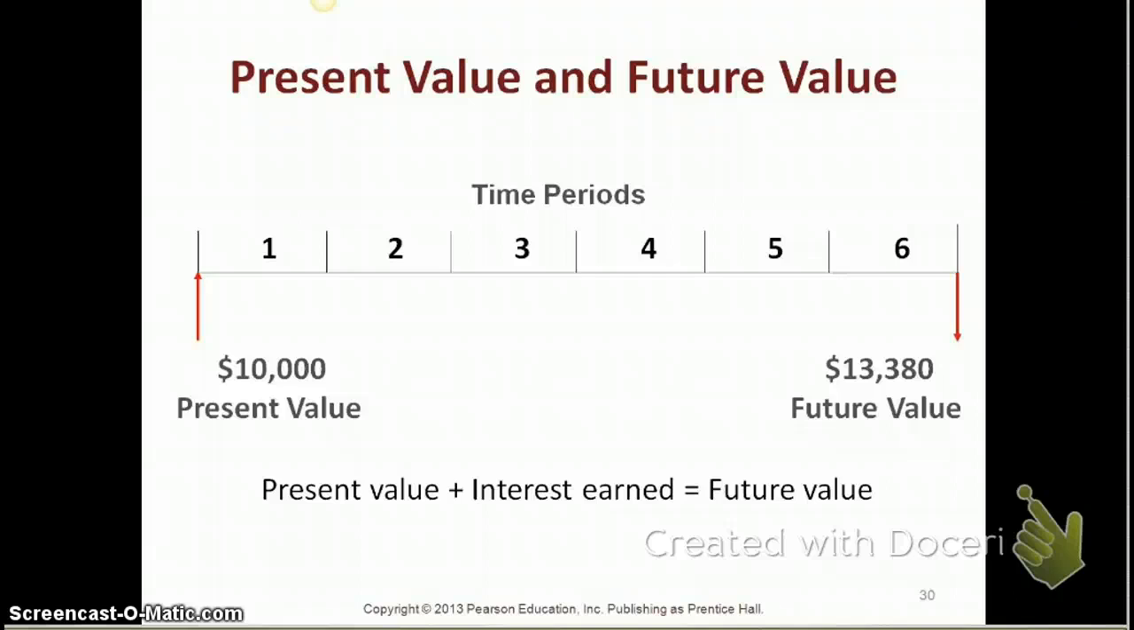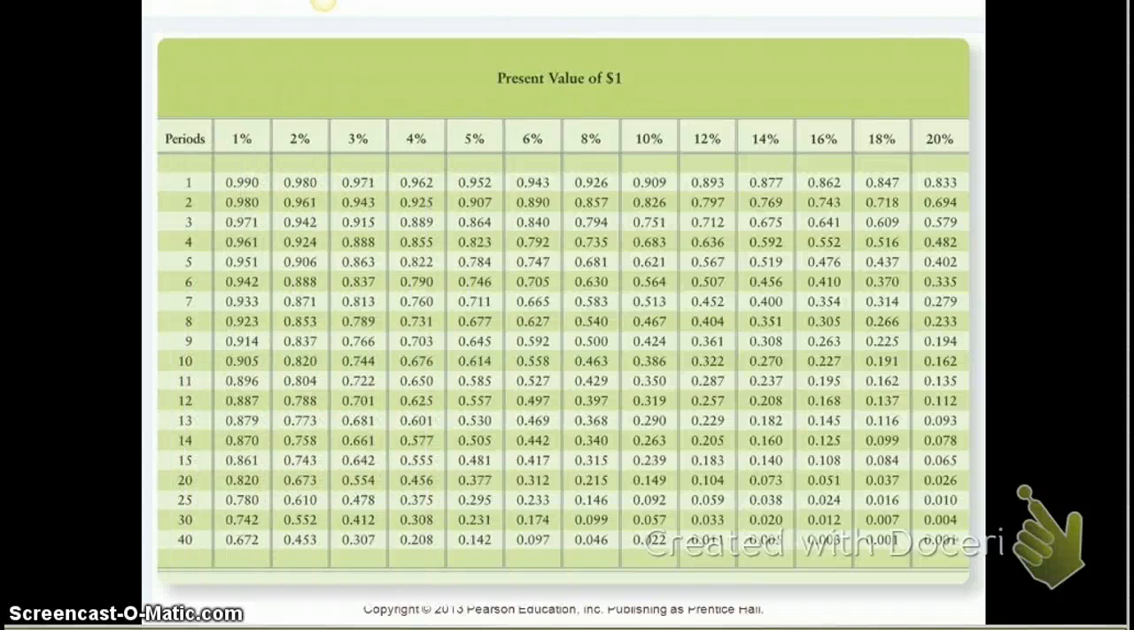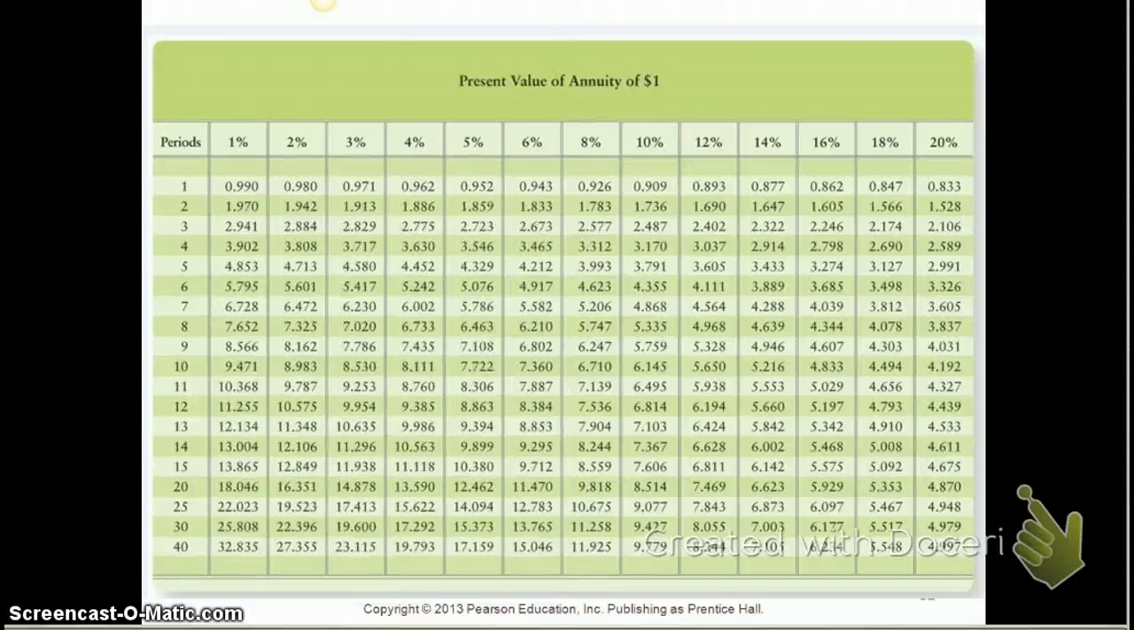There are 4 tables that are available, and you will use one of the 4 tables to calculate your interest earned when you're figuring out your present value or your future value. The 4 tables that you will typically see are present value of $1. This would be the table that you would use if you needed to calculate a present value, and it is a lump sum payment. The next table you will see is your present value of annuity of $1.